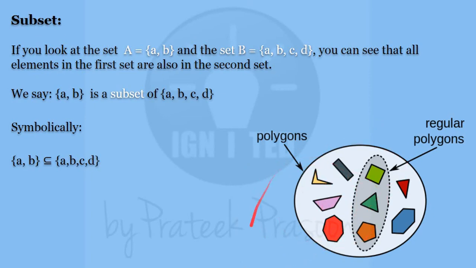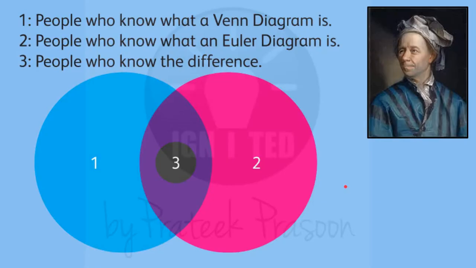So this is a set of polygons. Among that there will be a set of regular polygons. The set which will be totally contained in, or will be a part of, this polygon set will be called the subset of polygon. Now we are going to see Euler's diagram, which is our main topic. Euler's diagram or Venn diagram.